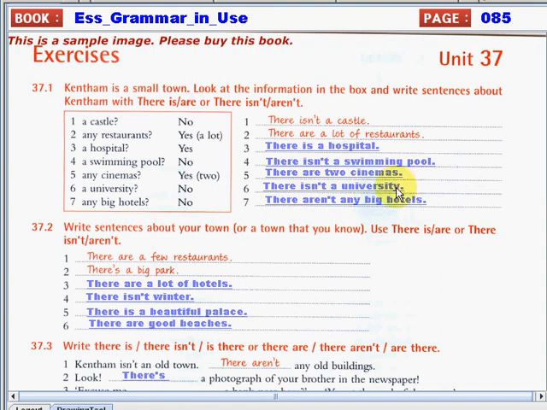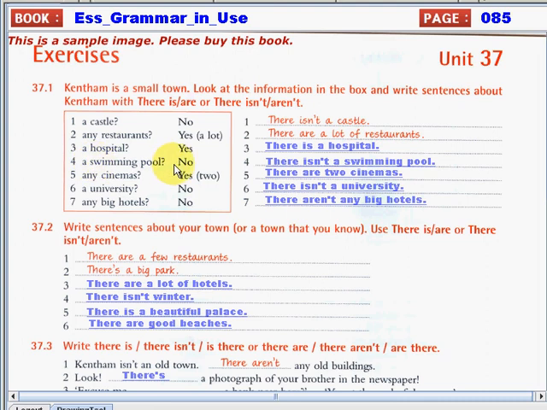Number 7. Any big hotels? No. Big hotels is plural, so the sentence should be in negative plural form. There aren't any big hotels. Practice this one, so you can make a good sentence with just information like this.